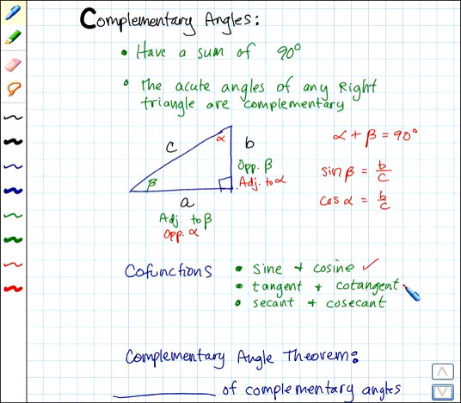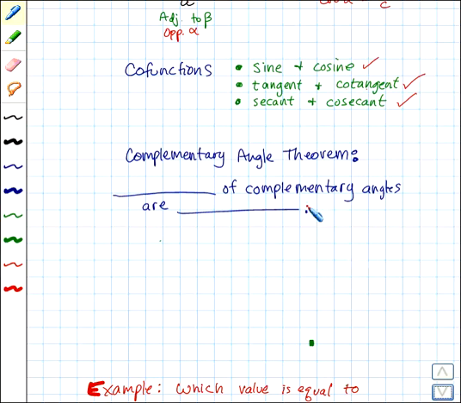Okay, sine and cosine are cofunctions. Tangent and cotangent are cofunctions. And secant and cosecant are cofunctions. So if we took the tangent of beta and the cotangent of alpha, they would give us the same thing. And the same with secant and cosecant. Now, the complementary angle theorem tells us that cofunctions of complementary angles are always equal to each other.